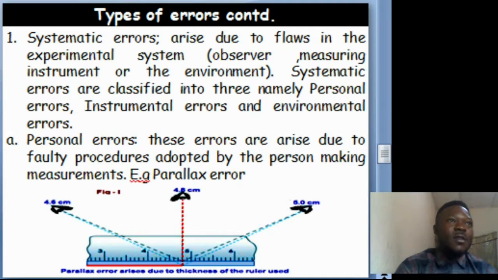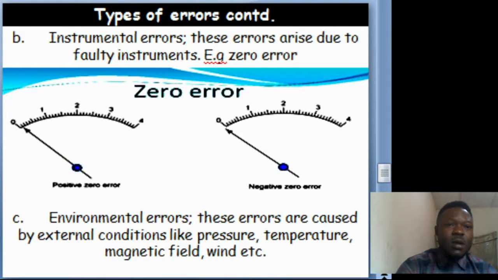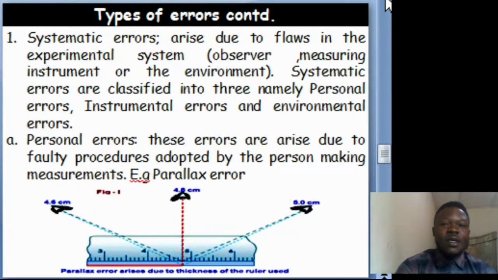Now, we have 3 types of systematic error. We have the personal errors, which involve the observer itself. We have the measuring instrument error, which we call the instrumental error, and we have the environmental errors. Now, what do we mean by the personal errors? This involves you not being able to use the apparatus well.